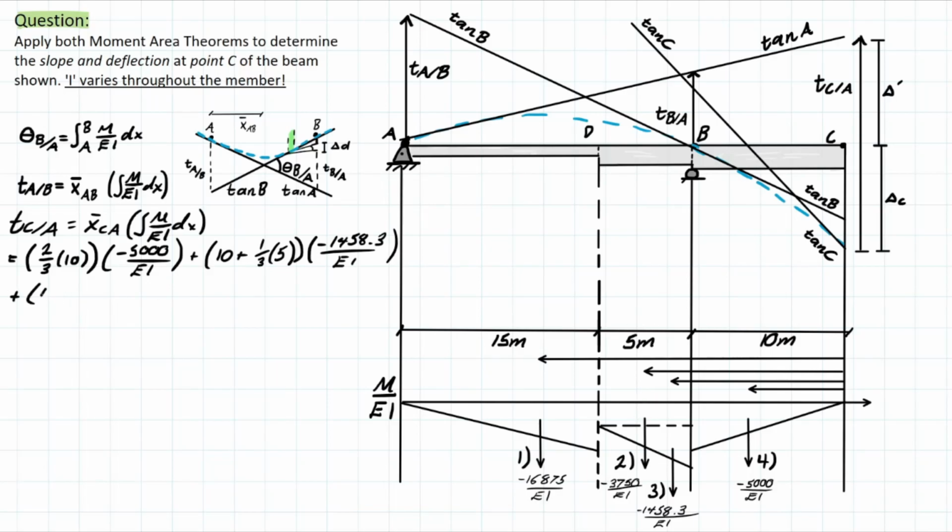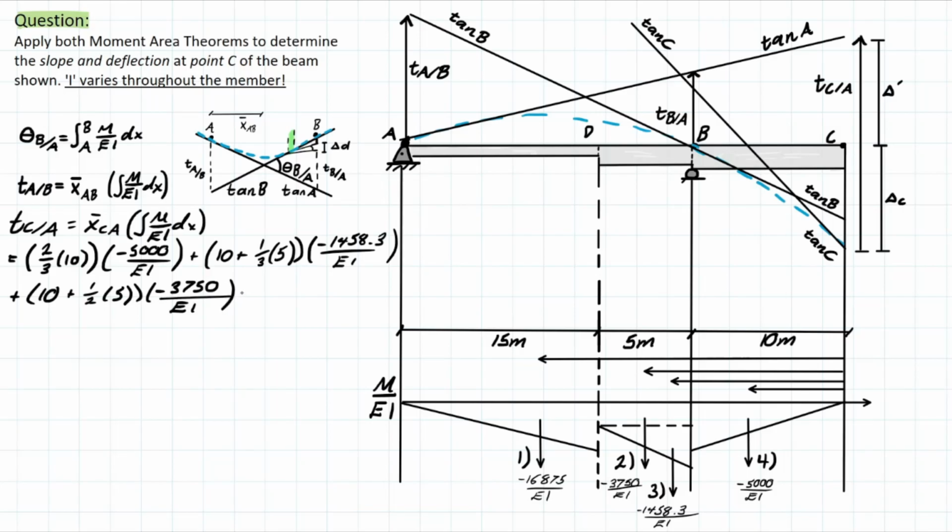So we are once again taking that 10, which we have already passed, and we're adding that half of 5 meters, which is going to be 1 half 5. Once again, we are multiplying it by that resultant for the M over EI segment we're referencing. So we have negative 3,750 over EI.